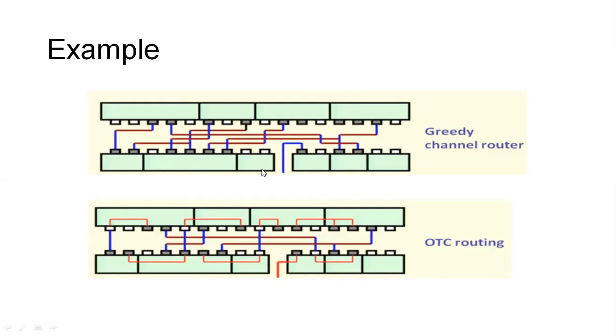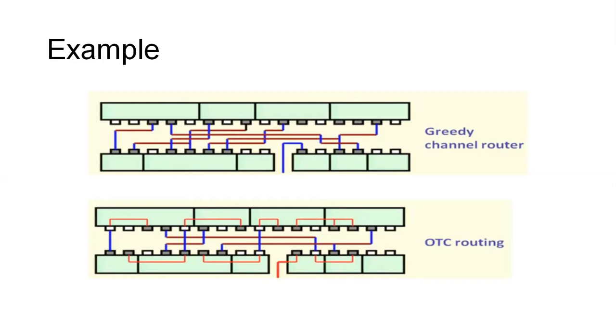And moreover, here you need 1, 2, 3, 4 tracks. Here you need only 2 tracks. Okay. So the channel congestion is reduced to a greater extent. Okay. So in this way, you can identify all the type 1 and type 2 connections.